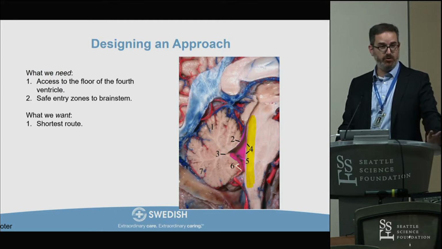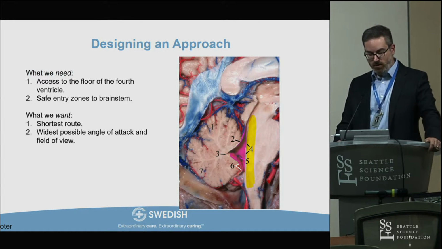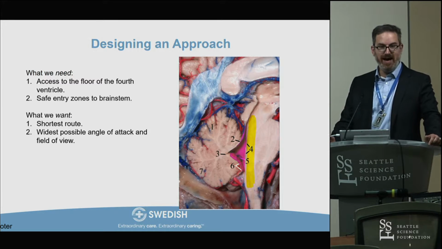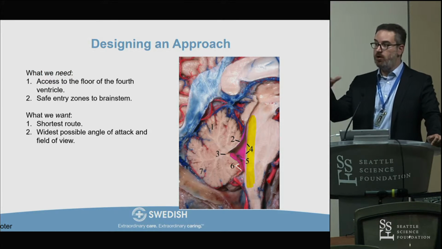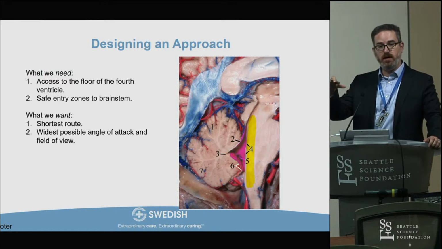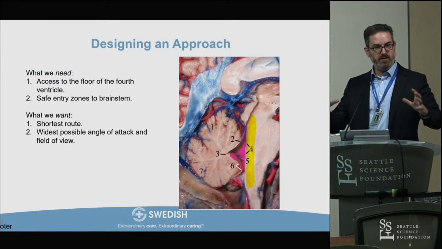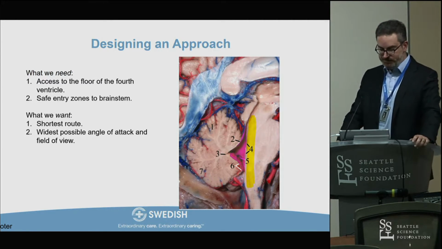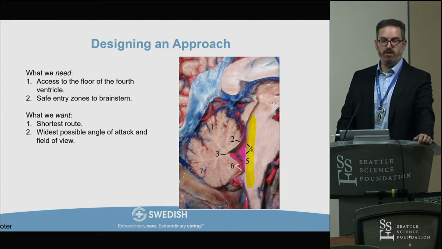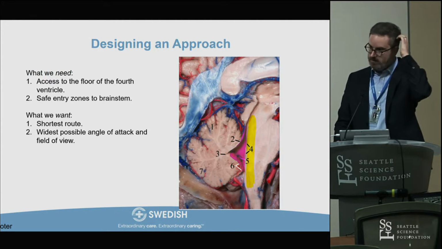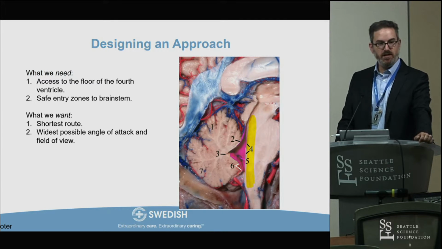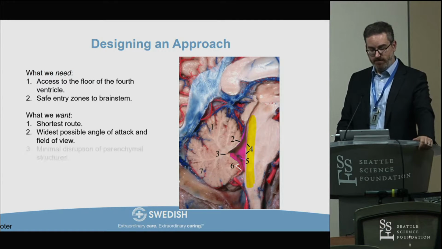What we want is the shortest possible route. And sometimes the shortest route isn't the safest route, so we have to balance those. We want the widest possible angle of attack, or so-called surgical cone. A lot of times articles comparing surgical approaches project these cones based on the neuronavigation and a field of view. If you have a narrow field of view, oftentimes you can see stuff you can't reach, and more importantly, you may have stuff hiding outside your field of view.